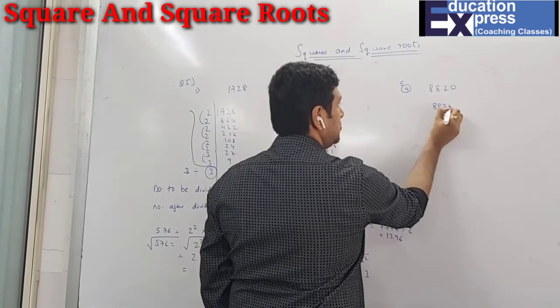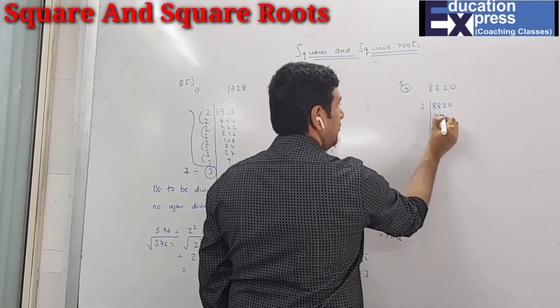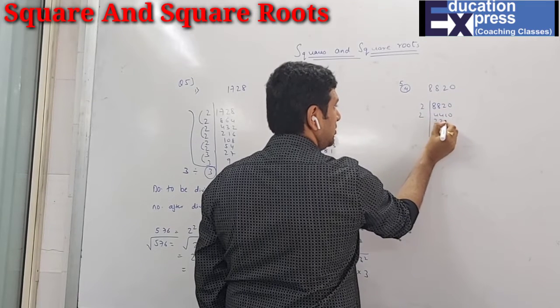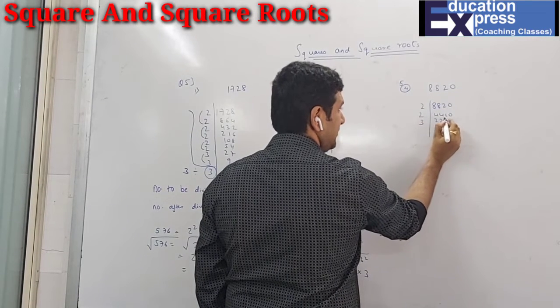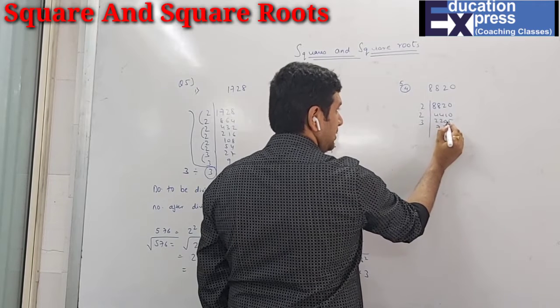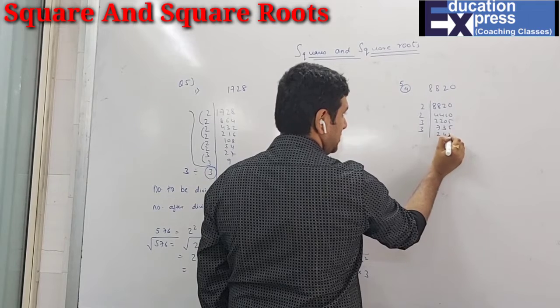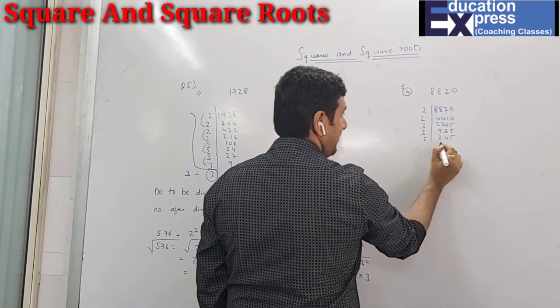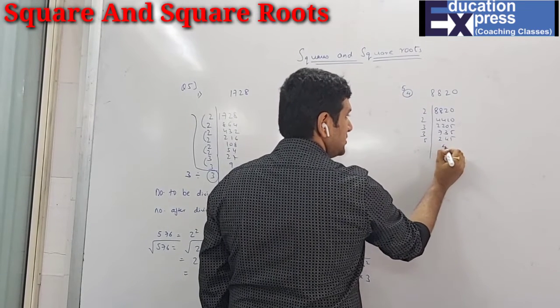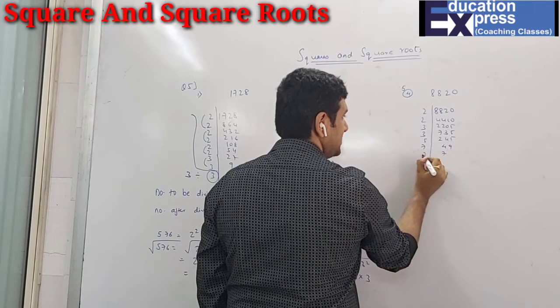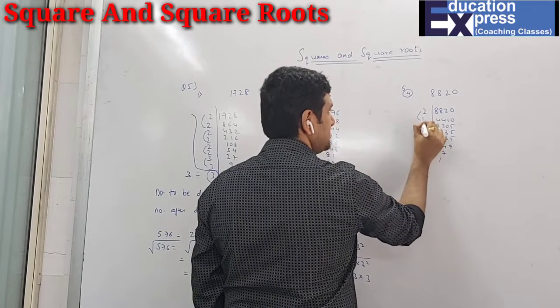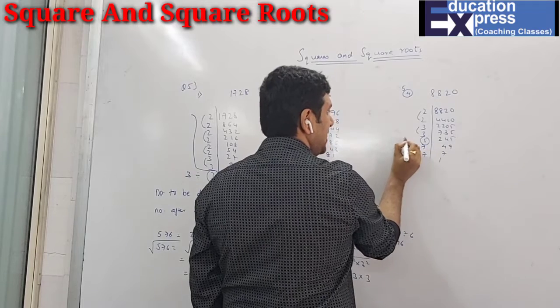Fifth part 4, 8820. 3 7s are, 3 3s are, and then 3 5s are. 3 2s are 6, 3 4s are, 3 5s are. Now 5 4s are, 5 9s are, 7 and 7. That means the number which does not have a perfect square is only 5. So I have to divide by 5.